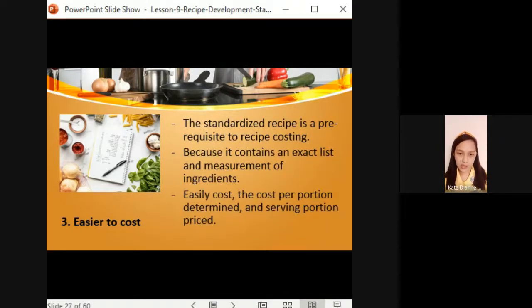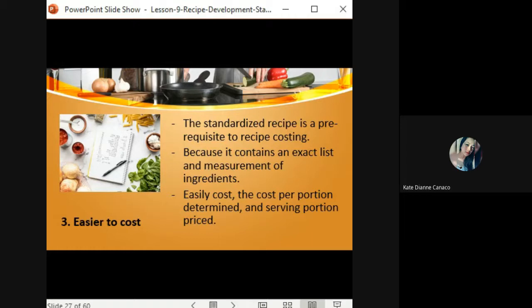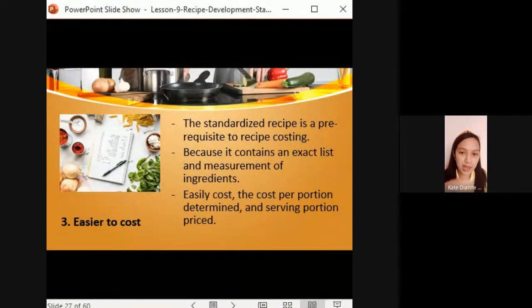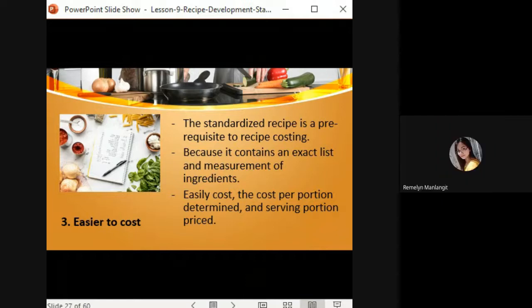Okay, third, easier to cost. Sa tingin nyo, bakit mas madaling i-compute or mas madali tayong mag-costing pagka standardized na ang recipe? Anyone? Remelin, any idea? Ano po yung tanong, ma'am? Mas madaling i-costing ang standardized recipe. Kasi po meron na po siyang list na yung measurement tapos yung mga ingredients po.